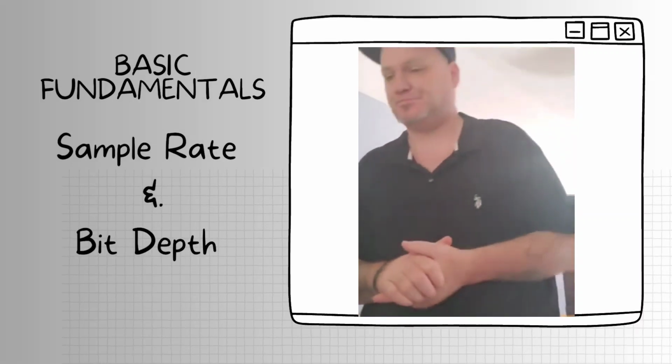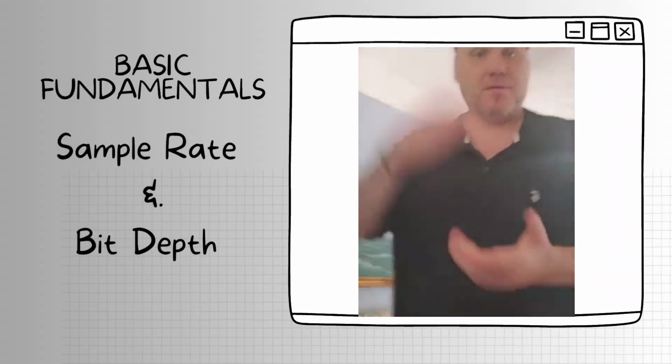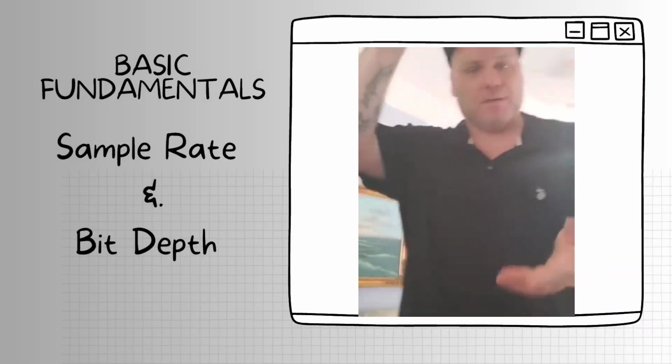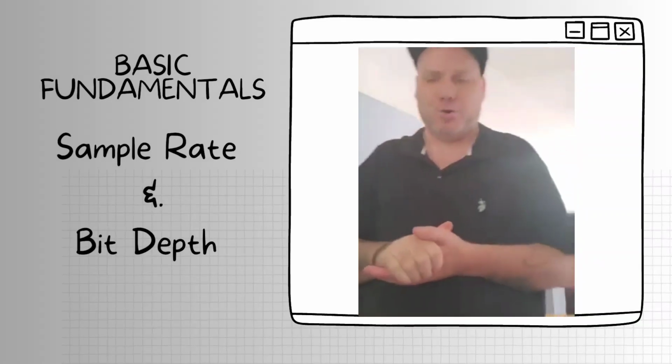in the digital realm. Overview: lower bit depth. Remember the dynamic range of bit depth, 16-bit, 24-bit, 32-bit, means more noise.